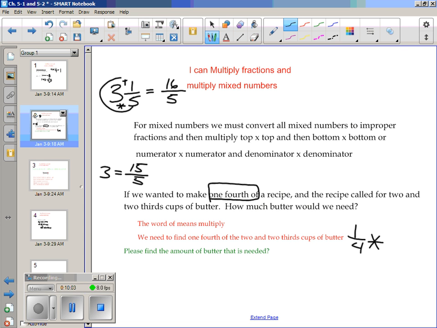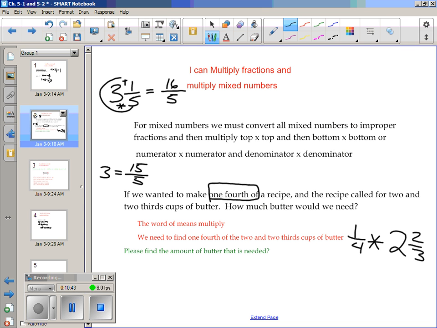1/4 of. What does the word of mean? Times. Write that down. Of means times. And you guys should already know that. 2 groups of 3. What does the word of mean? Multiply. Times. So when we see it in these story problems, we need to really look at that and say, oh, I see of. That's an important word. Guess what it means? Multiply. So that means we need 1/4 of the recipe. Well, what is the recipe? The recipe consists of 2 2/3 cups of butter. So here's 2 2/3.